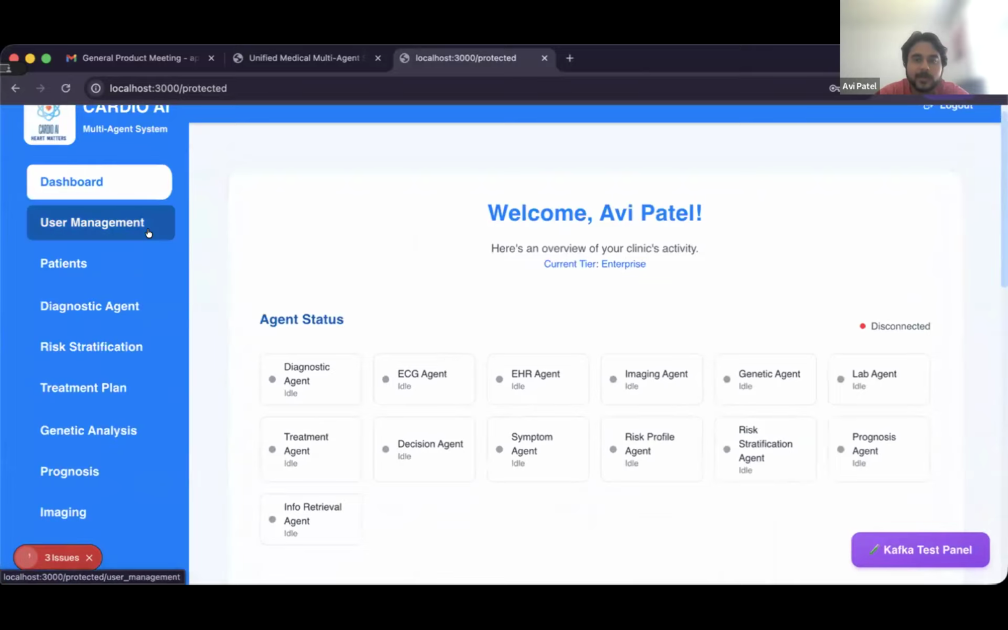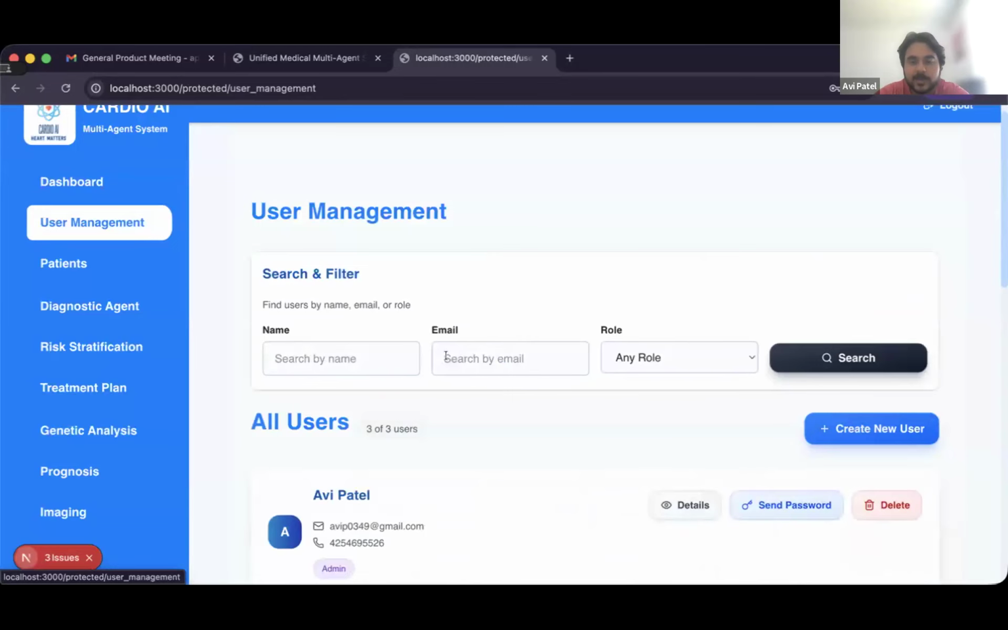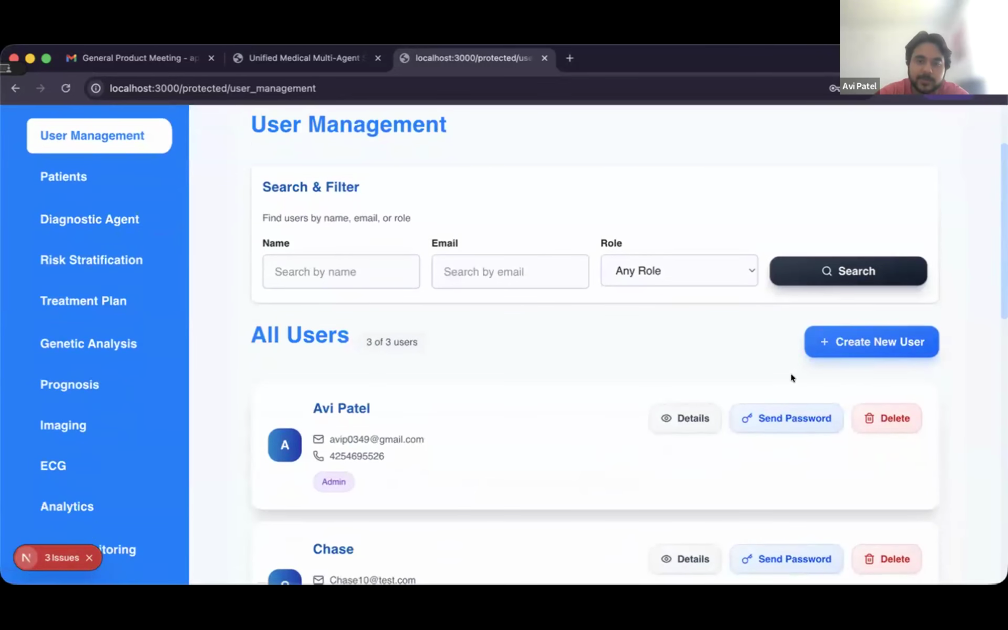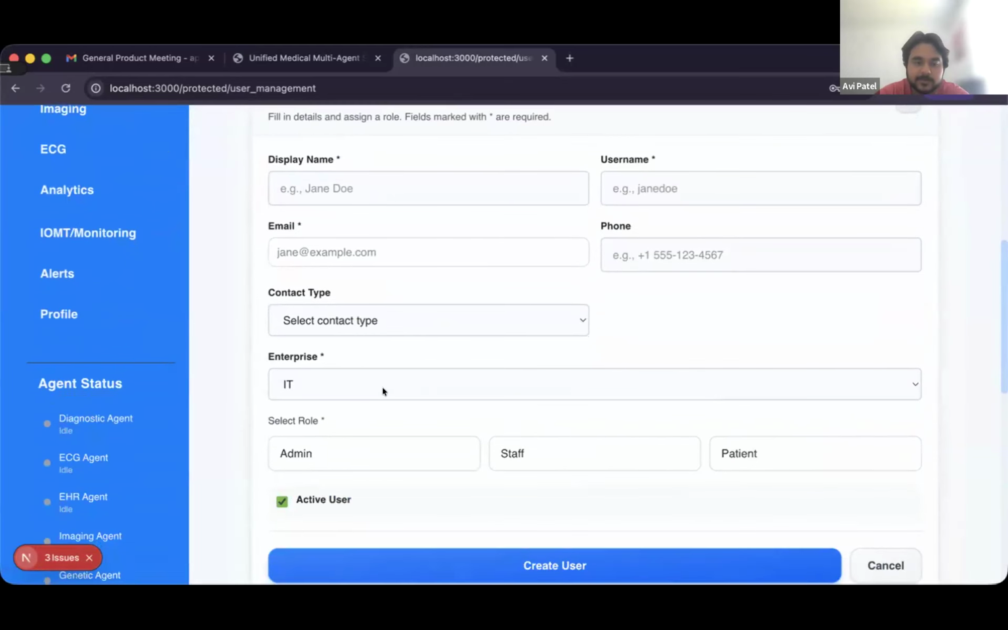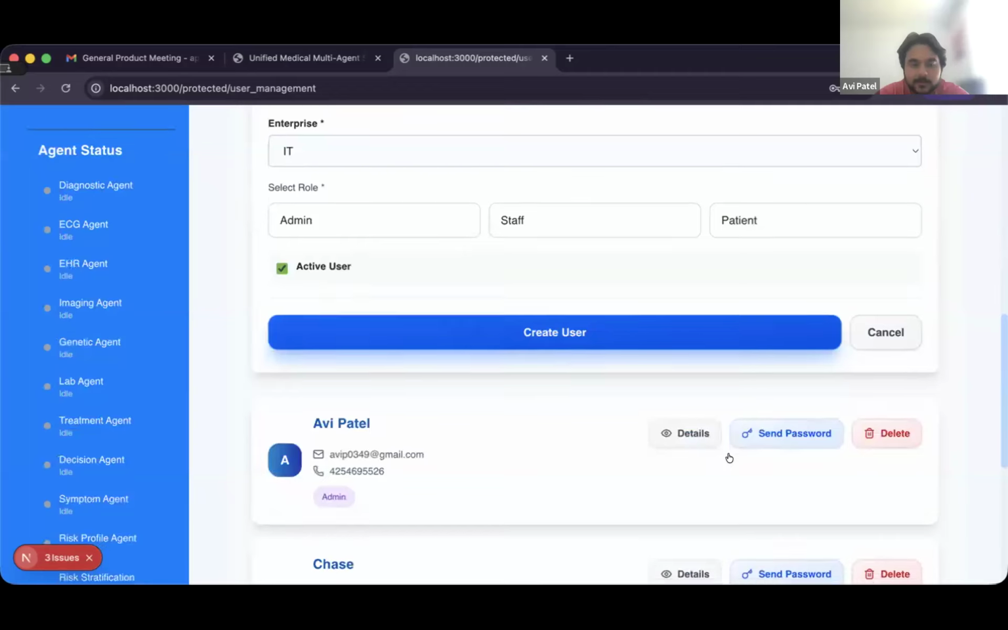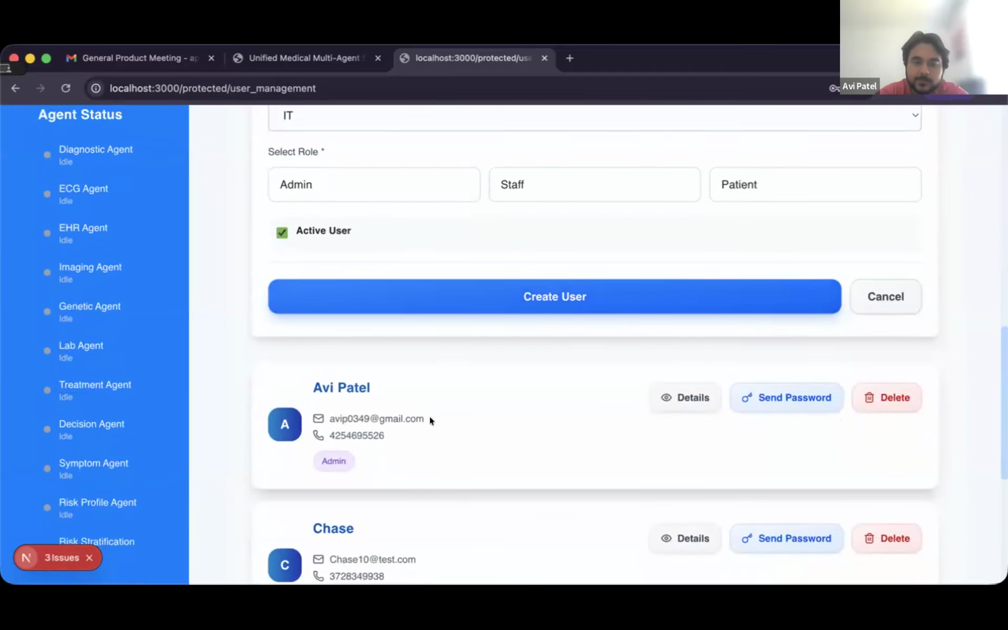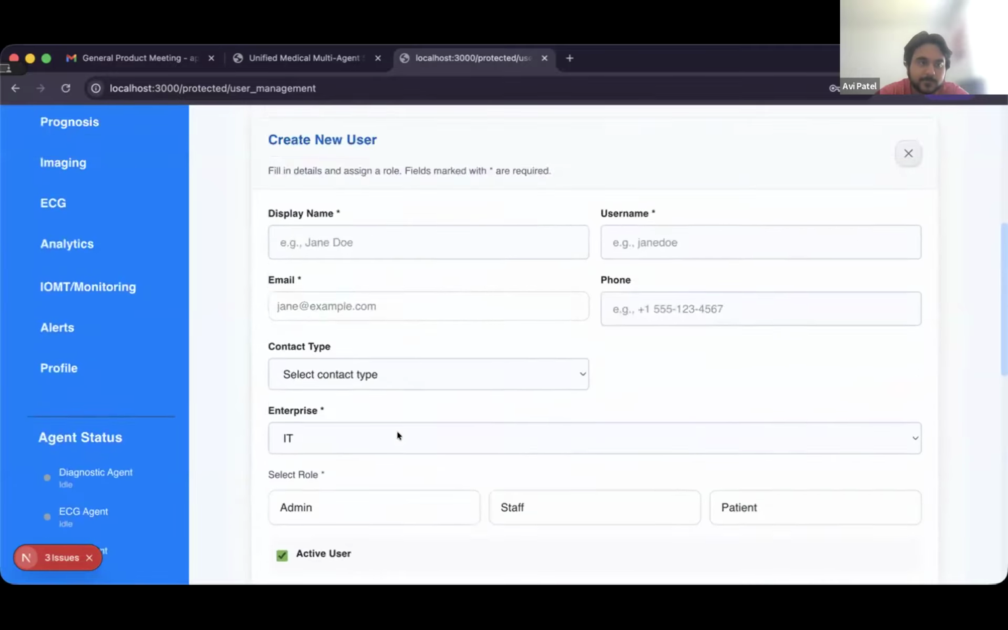Next, we can move on to the user management system. In this user management system, admins are able to create new users, and they'll be asked to fill out this basic information and select the role for that specific user, whether it's an admin, staff, or patient. And once that is done, they'll be able to view the roles and details and delete user records.